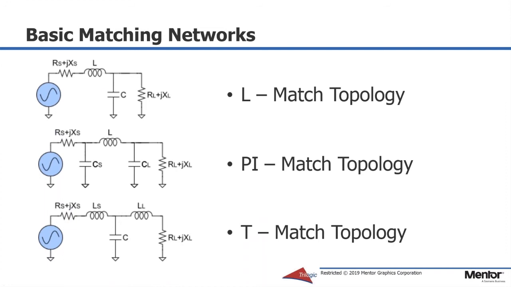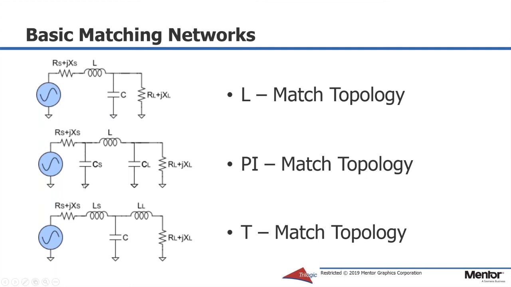So matching again on a circuit board between a radio and antenna just means to connect the radio to the antenna in a way where there's the least amount of signal loss. And what you see on the screen right now are three very basic matching networks. They're very common. The one that has the least parts is the L, and it's called an L because it's in the shape of the L. This is a source here with the source resistance and source impedance, and this is a load with load resistance, load impedance, and we have an L matching network with a series inductor and a shunt capacitor.